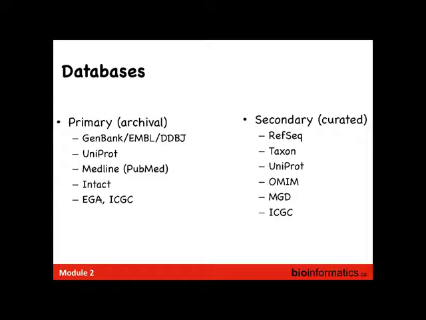Medline, or PubMed, is also considered a primary database. IntAct is a protein interaction database. EGA and ICGC have primary data archived there. But there are also databases like OMIM, where curation takes place. MGD, anybody know MGD? It's a very important model organism database for all of you. Mouse Genome Database, yes. And Taxon is a taxonomic database for all known organisms for which we have a sequence. They have an ID, and basically that's the best way to identify an organism, with a taxon ID.